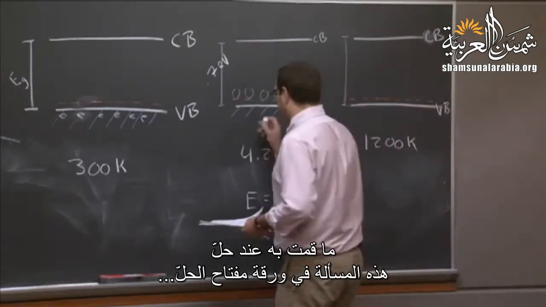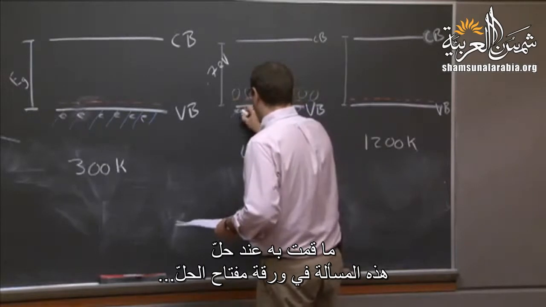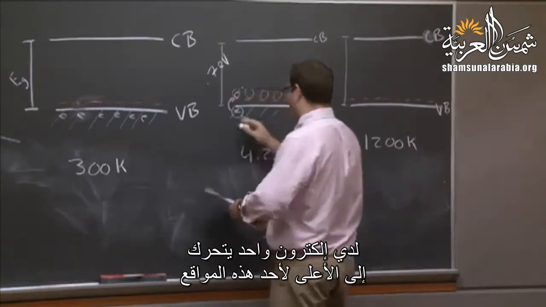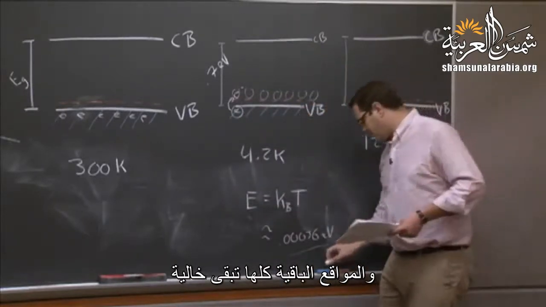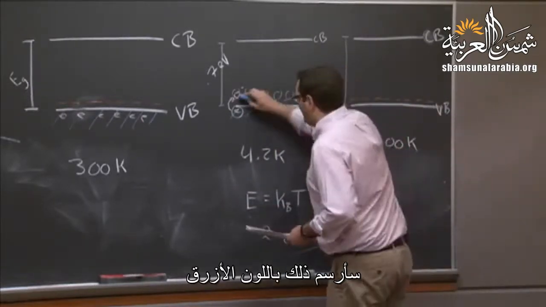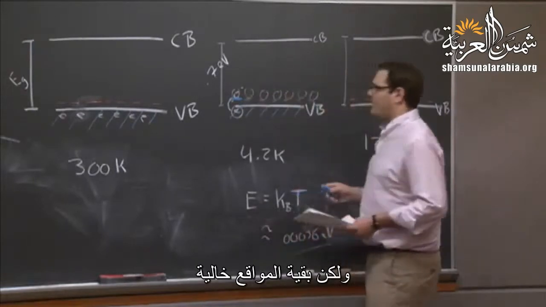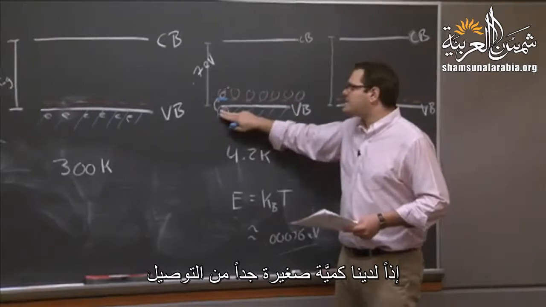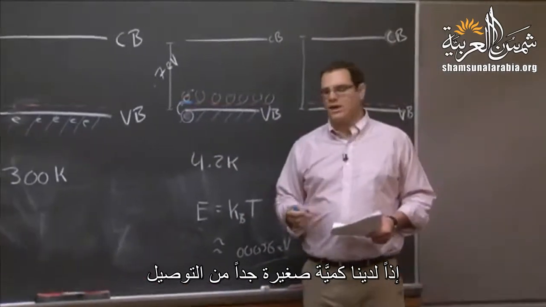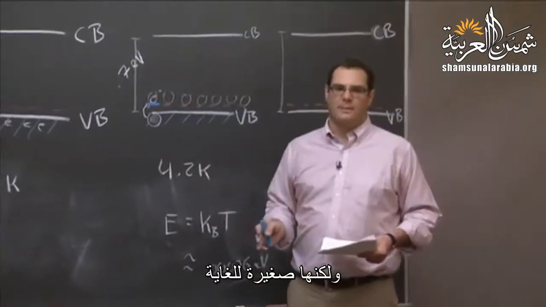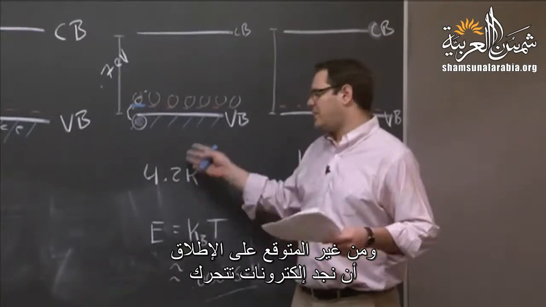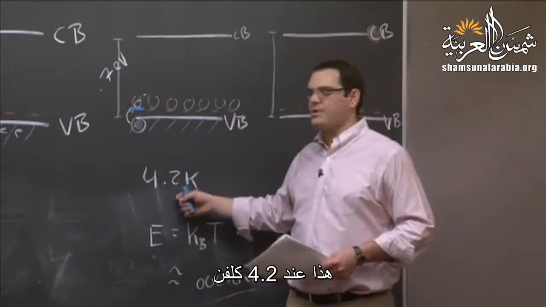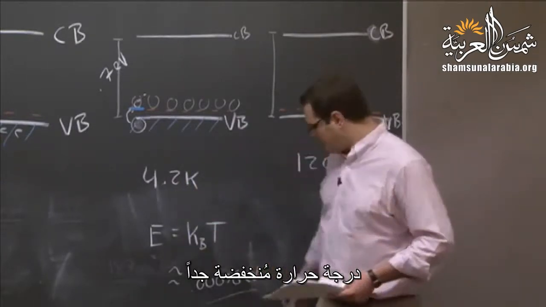When I did this problem on the answer key, I have one electron going up into one of these spots, and the rest are all empty. I denote that with a little bit of blue here, but everything else is empty. And we've got a hole here. So there is a finite, very small amount of conduction, but it's extremely small. It's extremely unlikely to have electrons moving around, but probabilistically it will happen. That's 4.2 Kelvin, very, very low.